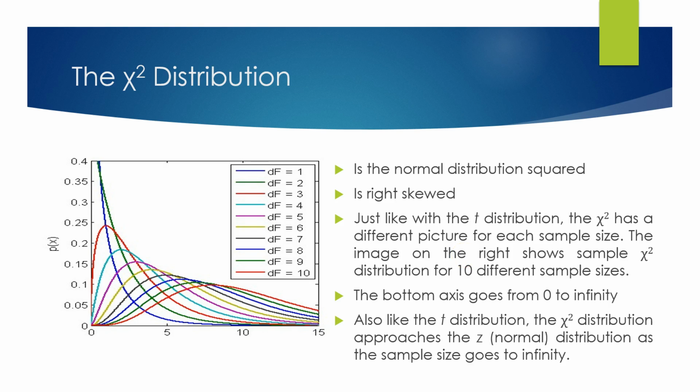And this is a coincidence too. Well, it's not a coincidence, but not all distributions are going to do this. Just like the t-distribution, the chi-square distribution approaches the normal distribution as the sample size goes to infinity. This is not true of all distributions. There are many, many other types of distributions, and some of them behave standalone, and some of them are related to other distributions.